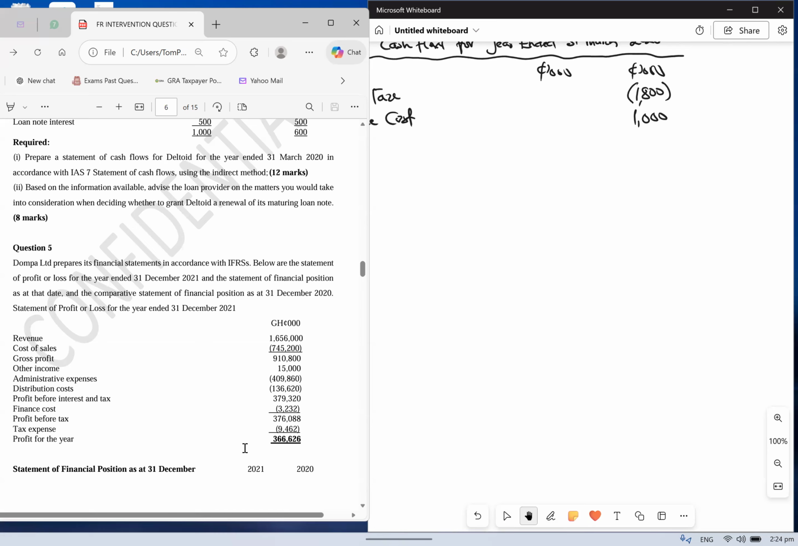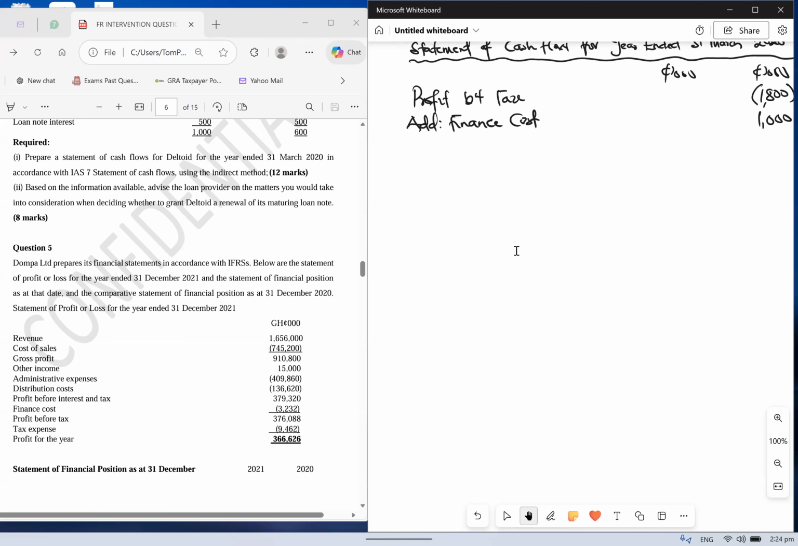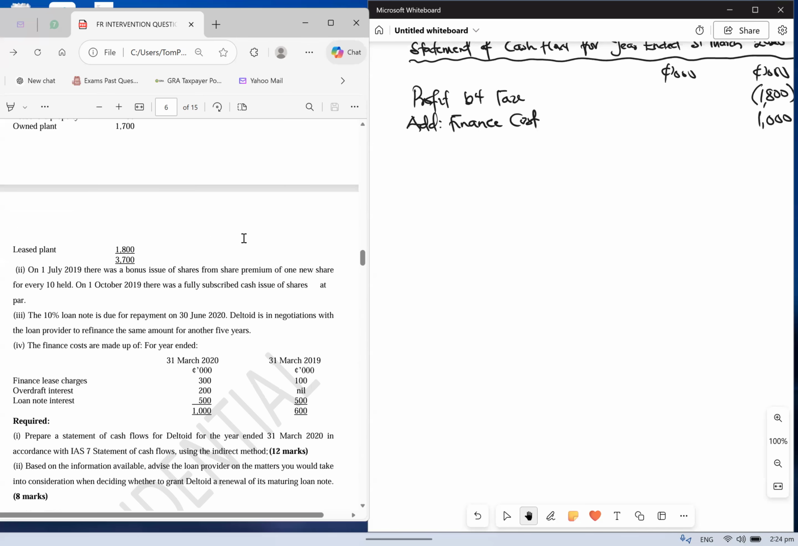As for distribution, it's normal. As for admin, it's normal. But this other income, we will adjust for it. What other income is that? Is it another income coming from trading? If it is coming from trading, fine. But if it is not coming from trading, since this one was added, we will subtract. So that is what you do. Cost of sales is from trading. All right. So you look up, you have done that.